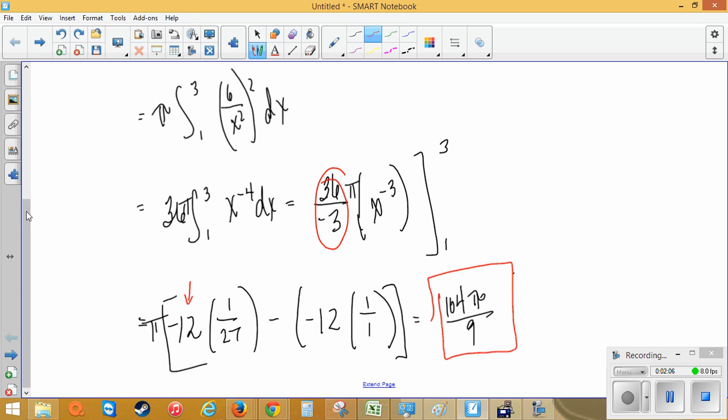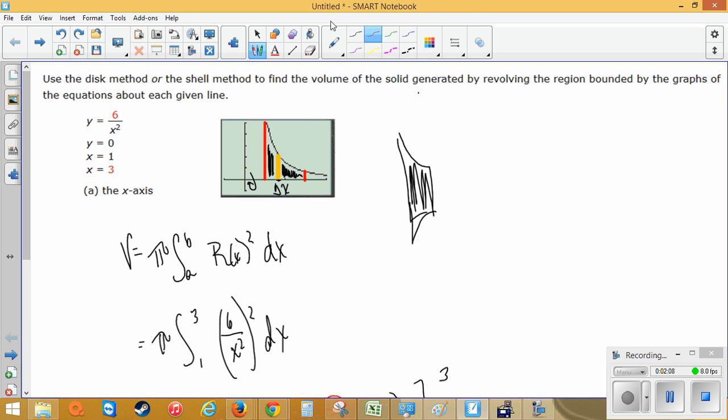And so this one's not so bad. Definitely want to use disk method since all these guys have x's, I'm going around an x, so I got a delta x. Everybody matches. There's no gaps. Life is good. Use disk method.